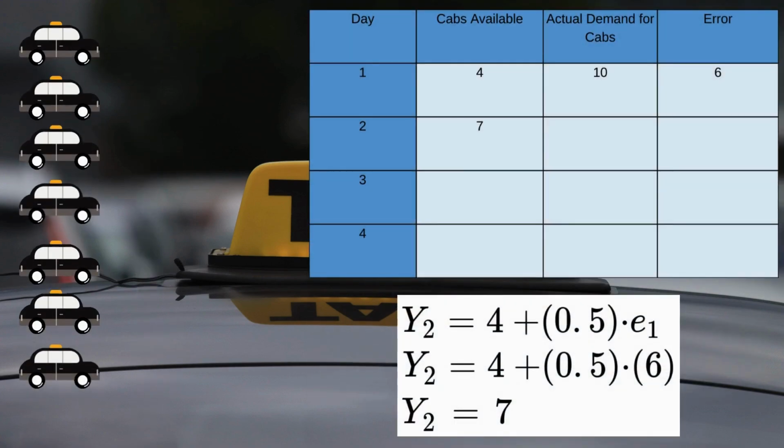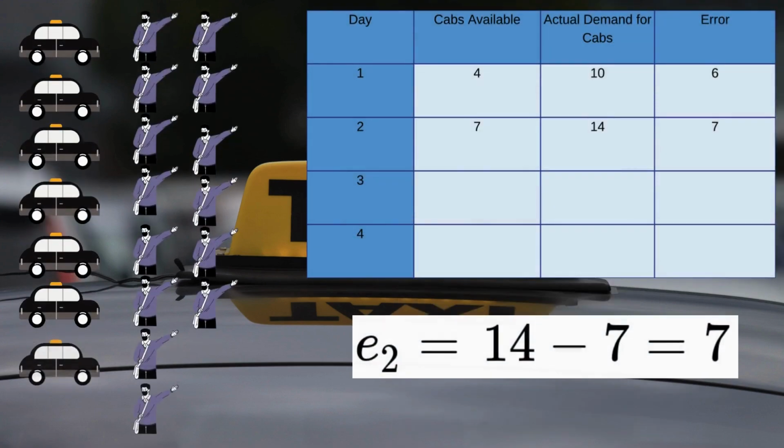On the second day, we use the error of the first day and allocate y2 number of cabs. Therefore, y2 is equal to 4 plus 0.5 times e1, where e1 is the error on the first day. Therefore, y2 is equal to 4 plus 0.5 times 6. Therefore, y2 is equal to 7. At the end of the second day, we get to know that the actual demand for cabs was 14. Therefore, the error for day 2 is e2, which is equal to 14 minus 7, that is equal to 7.